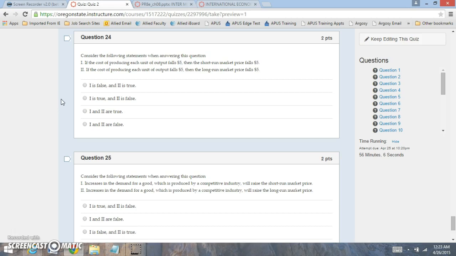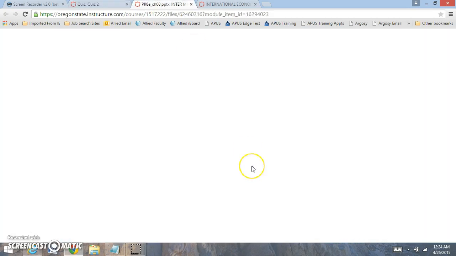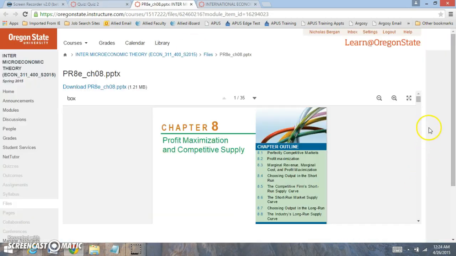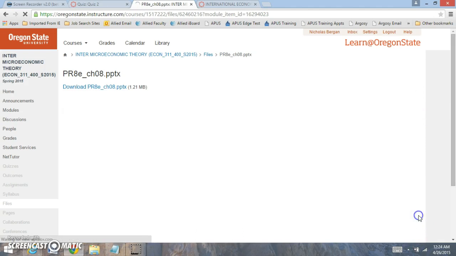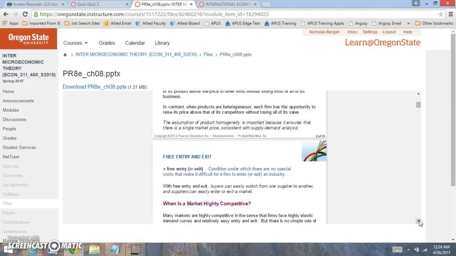And then question 24 and 25 are going to be a multiple part question. You'll want to focus on each part of the question to figure out what they're looking at. And if you have any questions, let me know. But for this week, we're going to be looking at competitive markets and the role of competitive markets and how they make decisions.